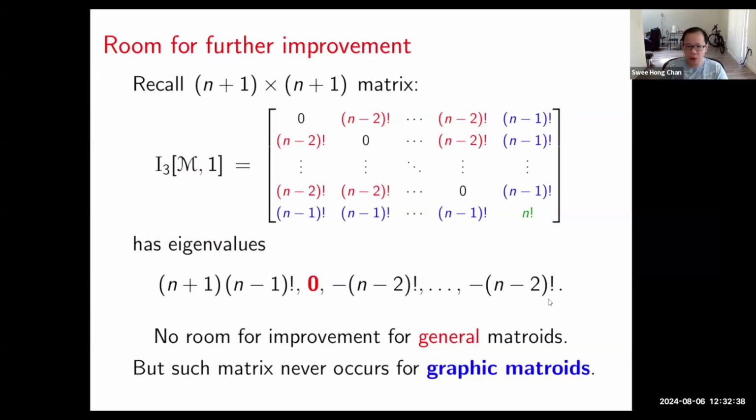However, note one thing that I didn't say before, which is that this matrix is actually the worst case possible. Most of the time, you never see this matrix as your base case. In particular, for graphical matroid, this matrix never appears. And therefore, we will see in the proof that this matrix never appears. And therefore, we can be a bit more bold. We can try to have a definition of independent matrix that is actually stronger.